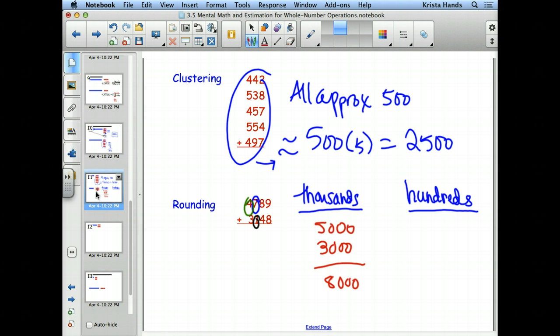Now, if you're rounding to the hundreds place, that changes things because now you're looking in the tens place to make the decision about the hundreds place. So what would 4,789 be if you rounded the hundreds place? That is 4,800. And what would 3,148 be? 3,100. And what happens if you add those together?